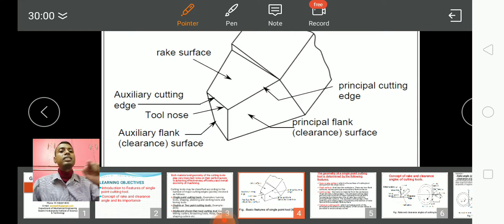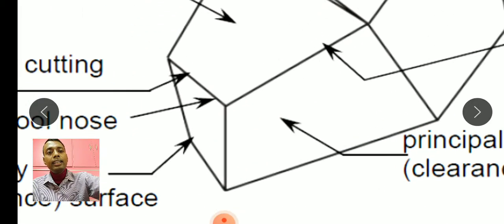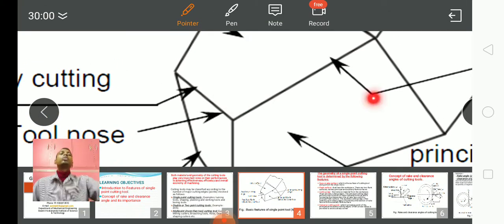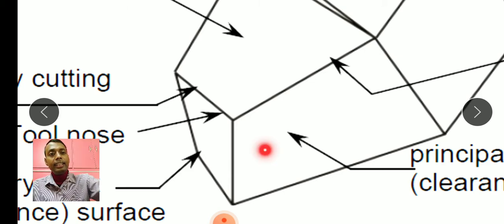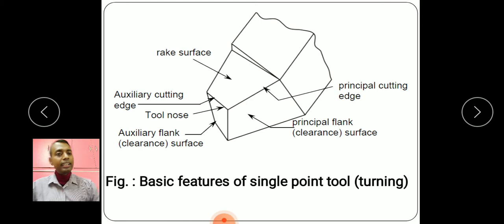This is the principal cutting edge angle, and this is the auxiliary cutting edge angle. This corner is called the nose radius. This is the auxiliary cutting edge, and this is the principal cutting edge. This is the principal flank, this is the auxiliary flank, this is the rake surface. This is the basic diagram of a single point cutting tool.